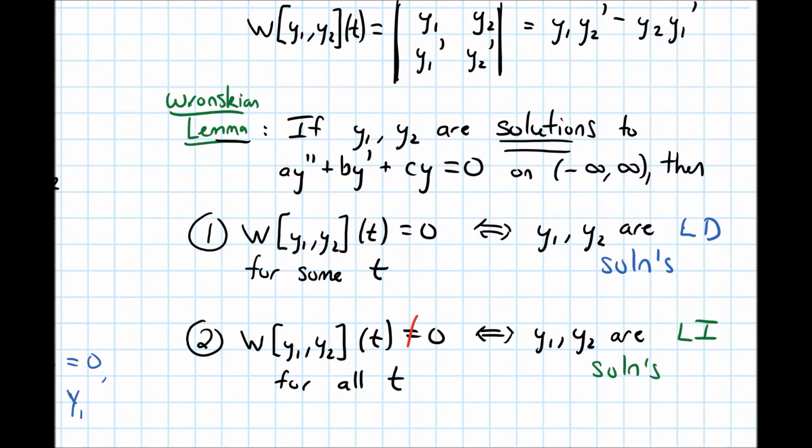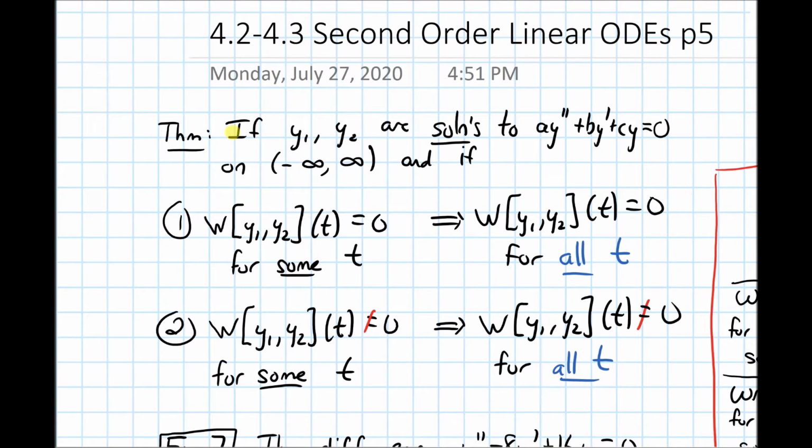So it turns out that we can say something even slightly stronger and something slightly more definitive than this, so we don't have to worry so much about the "for some t" and the "for all t." That's the theorem that I want to state next. Here is this next theorem.